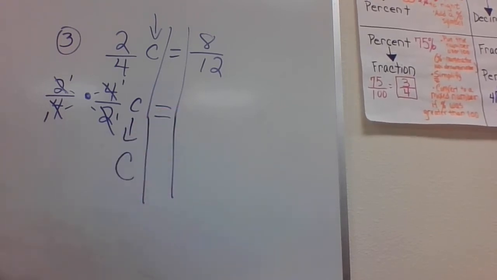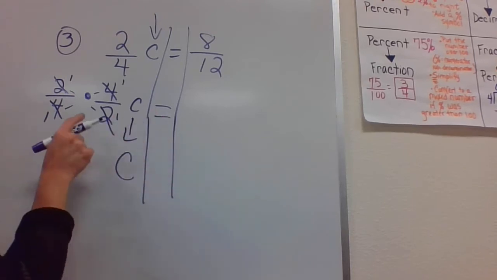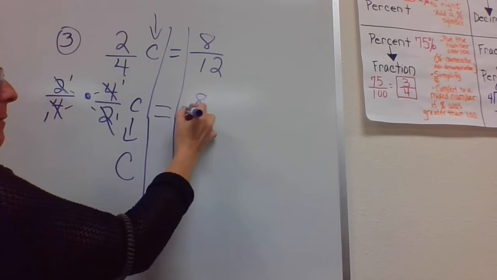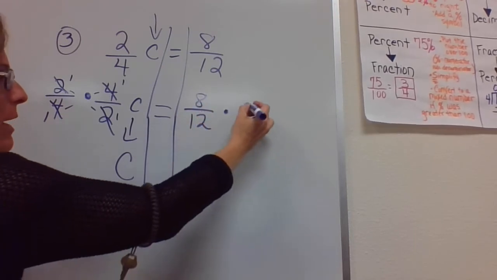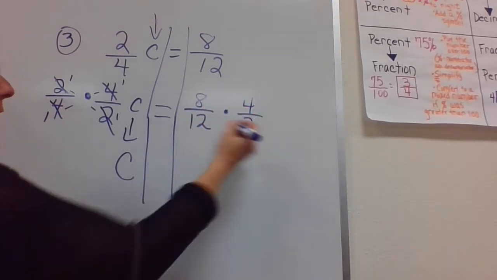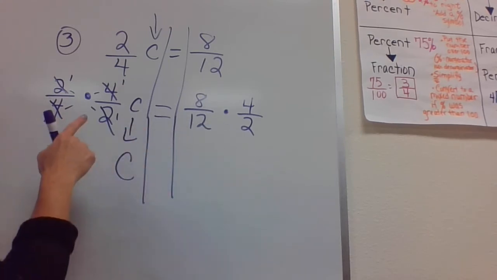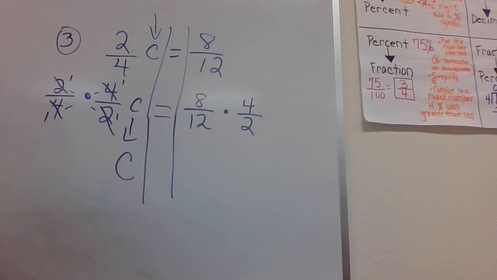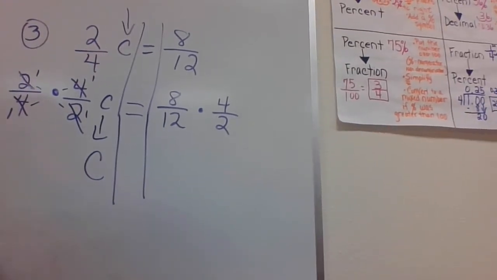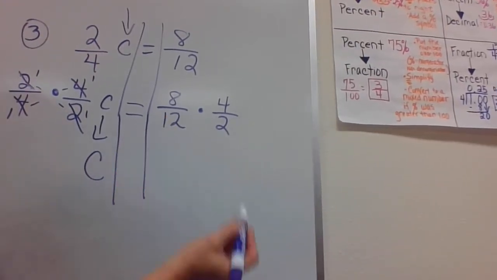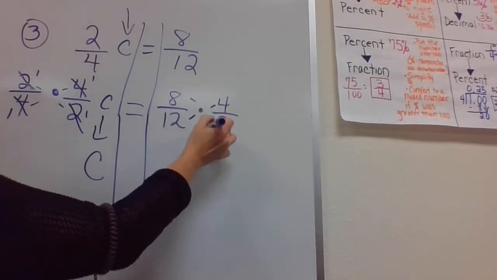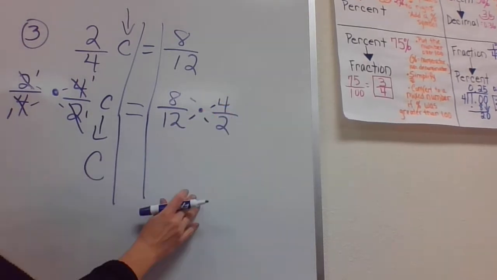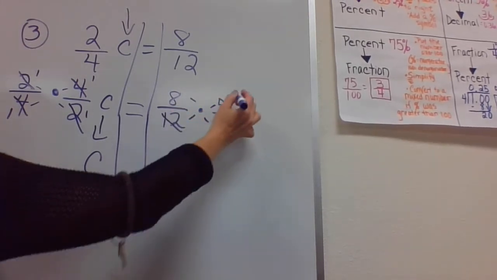Okay, so now I must do the same thing on the other side. I must multiply the other side by the 4 halves. So I have my 8/12 multiplied by 4 halves. Remember, anything I do to one side, I must do to the other. Since I multiplied 4 halves over here, I must multiply 4 halves over here. Again, I am looking for my reciprocal. I'm looking to see if I can cross simplify. And I can. I can see that this 4 and this 12 are both in the 4 times tables, so I divide them both by 4.